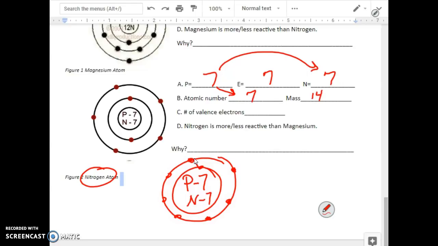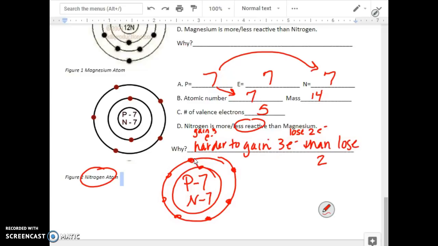The valence electrons is 5. We can count them, and that makes sense. If you look on the periodic table, nitrogen is in group 15 or 5A. Nitrogen is more or less reactive than magnesium? Well, nitrogen being in 5A means it has to gain 3 electrons in order to get that full outer shell, while magnesium is in group 2, so it only has to lose 2 electrons in order to be happy with its outer shell. And so the nitrogen is going to be less reactive because it is harder to gain 3 electrons than lose 2 electrons.